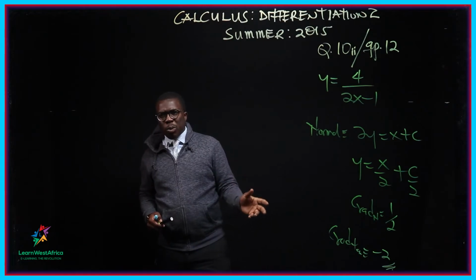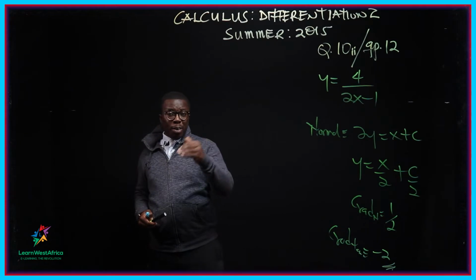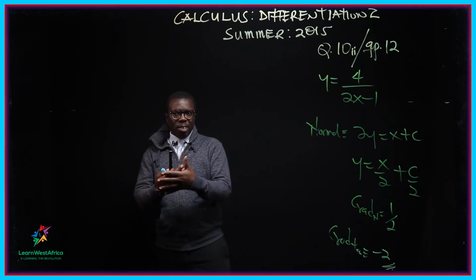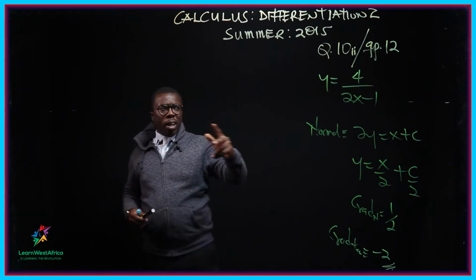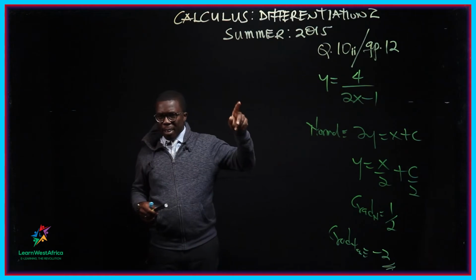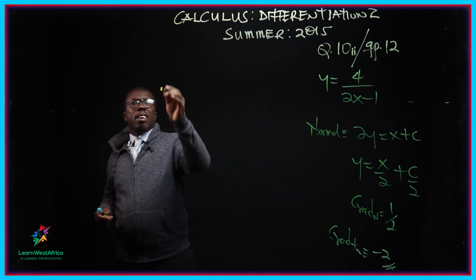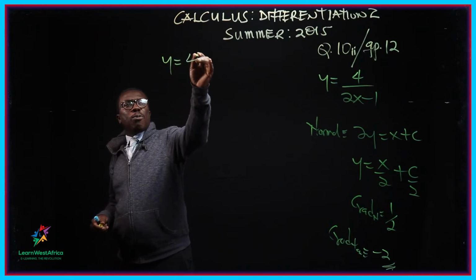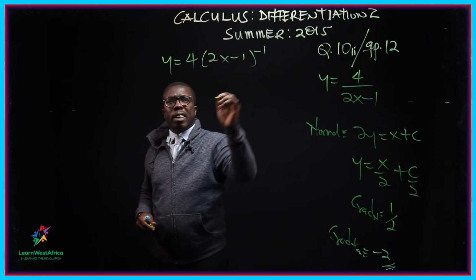What are we doing with the tangent now? Remember that the gradient of the tangent will be the same as the gradient of the curve at the point where the tangent touches it. So we need to find the gradient of the curve. We know that y is equal to 4 over 2x minus 1 is the equation of the curve. So how do we find the gradient of the curve? dy/dx. All right, so now we can say y is equal to 4. If we rewrite this, we're going to get 2x minus 1 to the power negative 1.